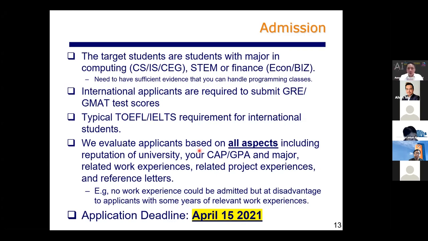The focus is on the reputation of the university your undergraduate training is from, your GPA, and the major of your undergraduate training. Do you have relevant work experience? Do you have relevant project experience? How strong is your reference letter? All of these aspects together. If in some aspects you are very weak, then you need stronger evidence in other aspects. So overall, we compare and assess holistically. The application deadline is April 15.